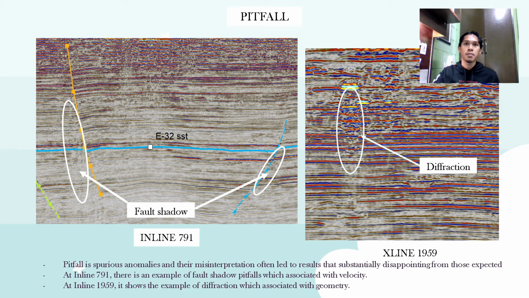The next stratigraphy is the pitfall. The pitfall is the spurious anomalies, and it can mislead the interpretation of the seismic data. Pitfall can be associated with velocity, geometry, or recording and processing. And we can see at the inline 791, we can see the fault shadow pitfall which is associated with the velocity. As we can see below the fault plane, the seismic section has that blurry part. That is the indicator for the fault shadow, evidence of the fault shadow.